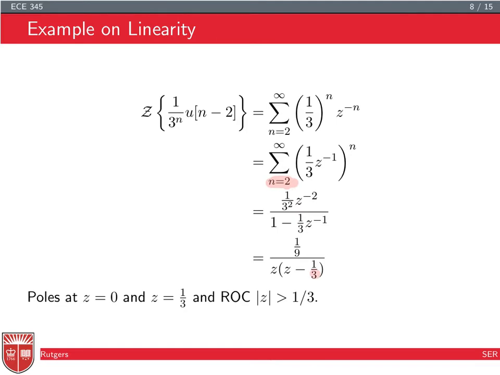So you know here that you have two poles, a pole at 0 and a pole at 1/3. And again, the signal is a right-sided signal, so the ROC is the outside of the circle at 1/3.